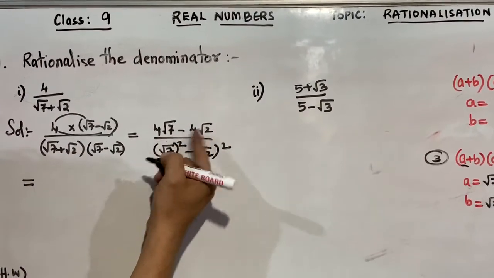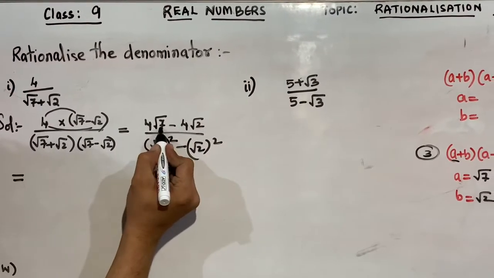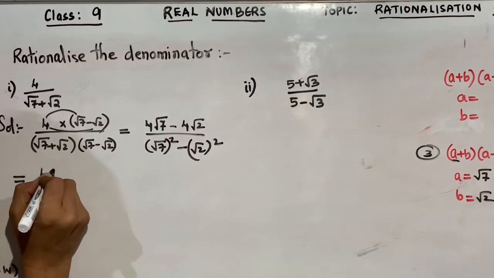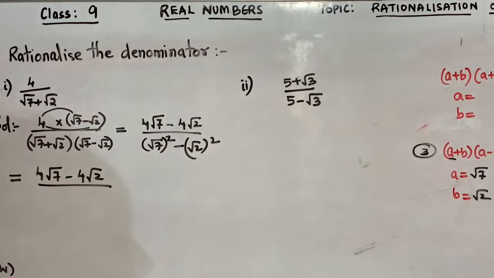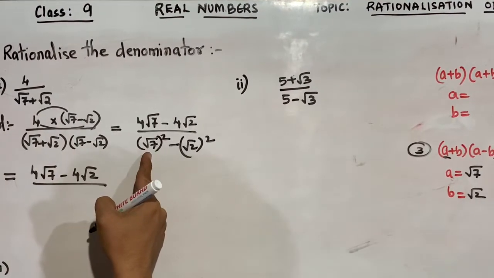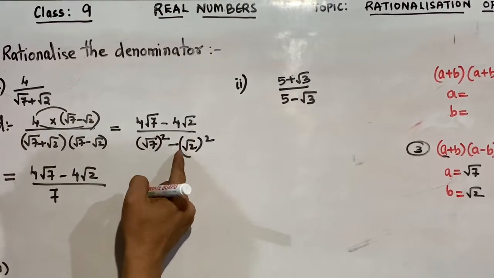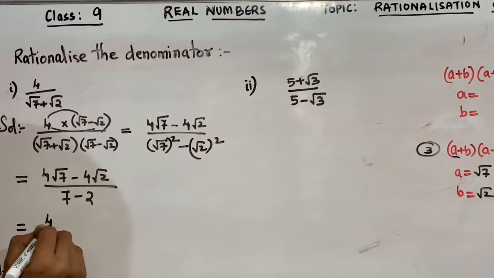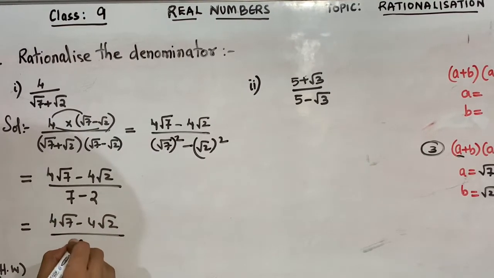4 root 7 minus 4 root 2 divided by root 7 square minus root 2 square. The square and square root cancel, so we get 7 minus 2, which is 5. So this is 4 root 7 minus 4 root 2 upon 5.